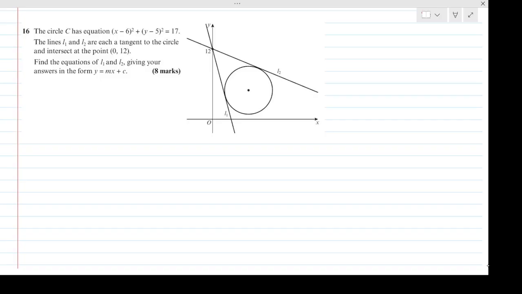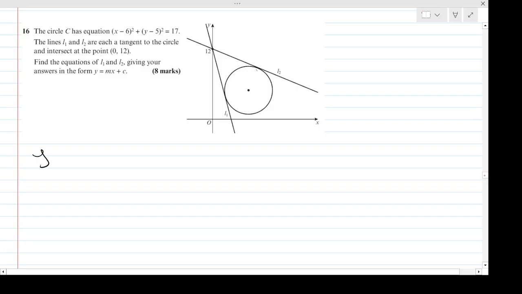So we're given a circle C which has the equation (x minus 6) squared add (y minus 5) squared is 17. The lines L1 and L2 are each a tangent to the circle and intersect at the point 0, 12. Find the two equations. This is very reminiscent of an example we did earlier. What we're going to do here is, we have two lines that are tangents, and we know they both pass through the point 0, 12.